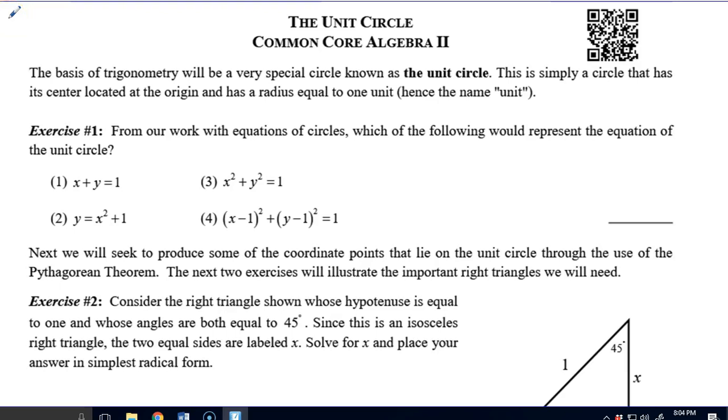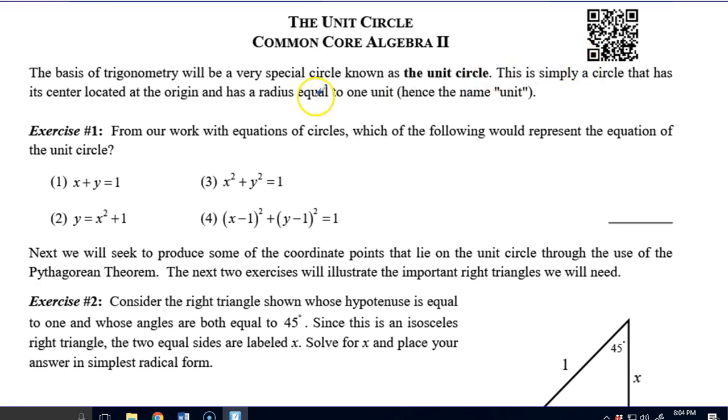In this recording, we're going to learn about a unit circle. So as it says in the intro here, the basis of trigonometry will be this unit circle. And this will lead to our special triangles. It will also lead to our graphs of trig functions, the sine and cosine graphs.